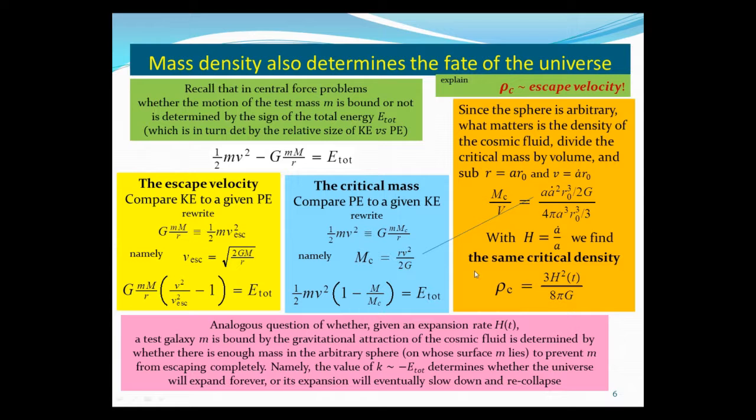So the critical density plays the same kind of role as the more familiar escape velocity. One is, given the potential energy, find what kind of velocity allows particles to escape. Here, given the kinetic energy, what kind of mass can hold it in a bound system. That's the end of the second part of lecture 23.